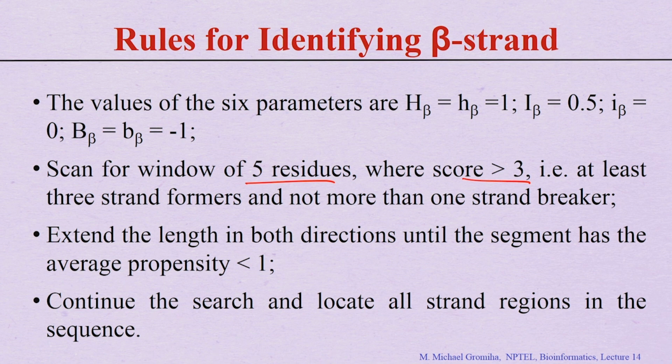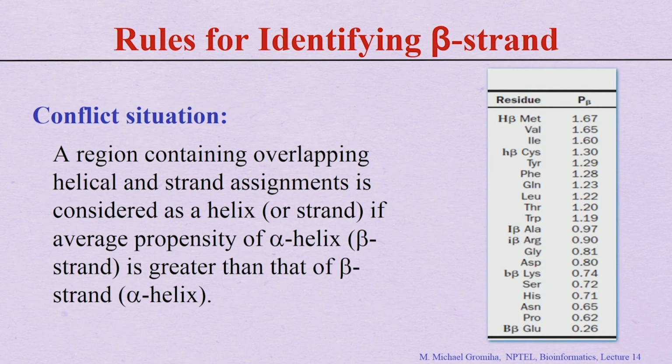How did they define these segments? They tried various segment lengths and compared the results with the experiments, and finally fixed on the one that matched. This is how they assigned 6 and 5 for the helices and strands. Then you can extend the length in both directions unless the average property is less than 1. You can continue the regions and find the strand. Here you can adopt the same procedure, so I do not have to explain all these details. Here we have the values for P beta, and you can assign the values and find out.